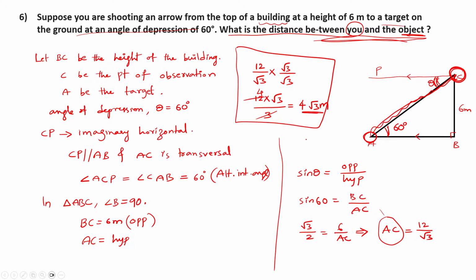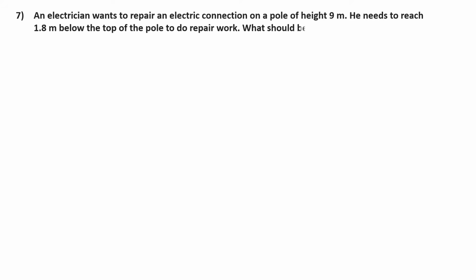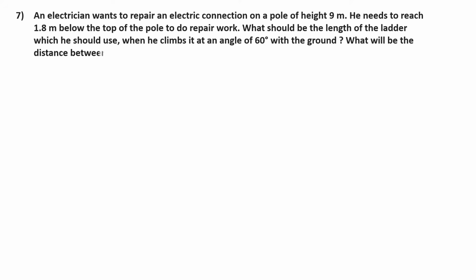Okay. Right. Now we'll go for the 7th question. An electrician wants to repair an electric connection on a pole of height 9 meters. He needs to reach 1.8 meters below the top of the pole to do the repair work. What should be the length of the ladder which he uses? This is the first thing that we need to find. Next, when he climbs at an angle of 60 degrees with the ground, what will be the distance between the foot of the ladder and the foot of the pole? These are the two things that we need to find in this question.